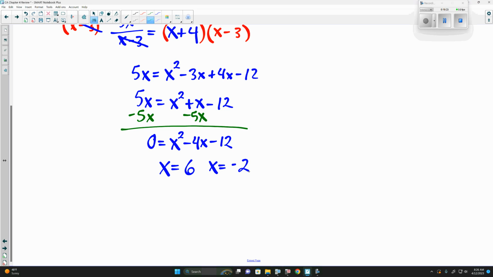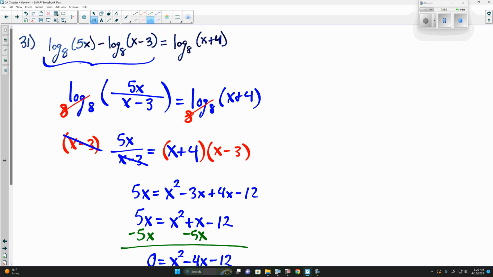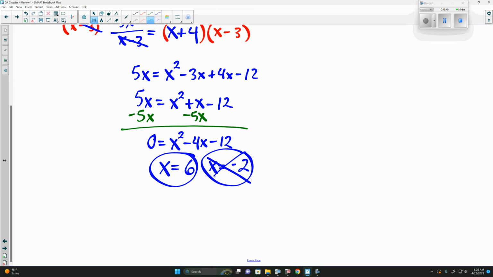Which one of these two is probably not going to work? -2. If we plugged it back in, we'd have log base 8 of 5 times -2, even just this one here, log base 8 of -10. That's not going to work. So -2 doesn't work, but 6, if we do plug it back in, will give us all positives, so we're good there. Any questions on any of this here?